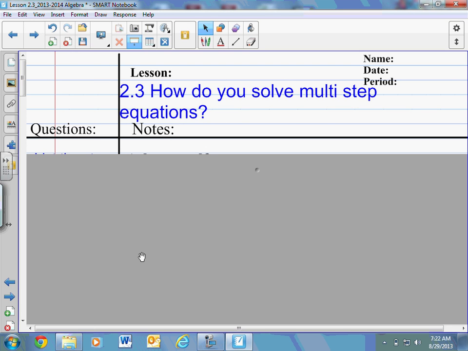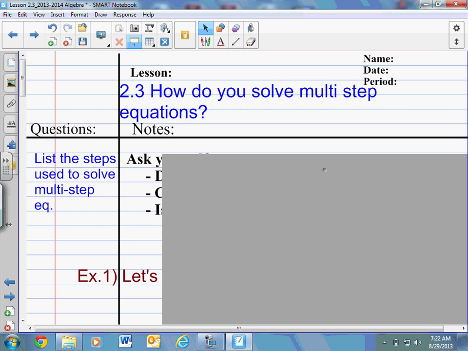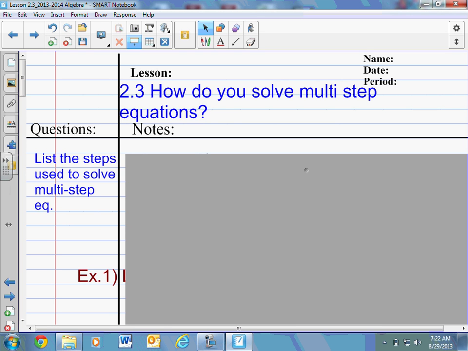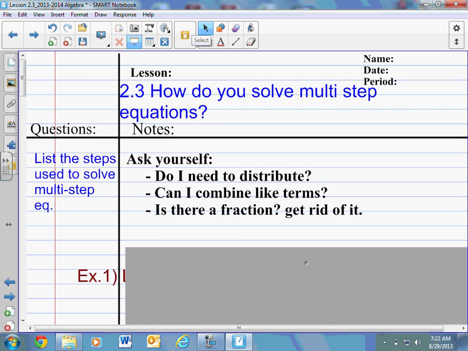Okay, so you guys have this heading already. How do you solve multi-step equations? And first thing I want you to do is write on the question side, list the steps used to solve multi-step equations. Okay. I'm going to go ahead and reveal all of them. And while you're writing, I'm going to be doing a little bit of talking. And if you're still writing after I'm done, the guest teacher can pause it. So it says, list the steps used to solve multi-step equations.